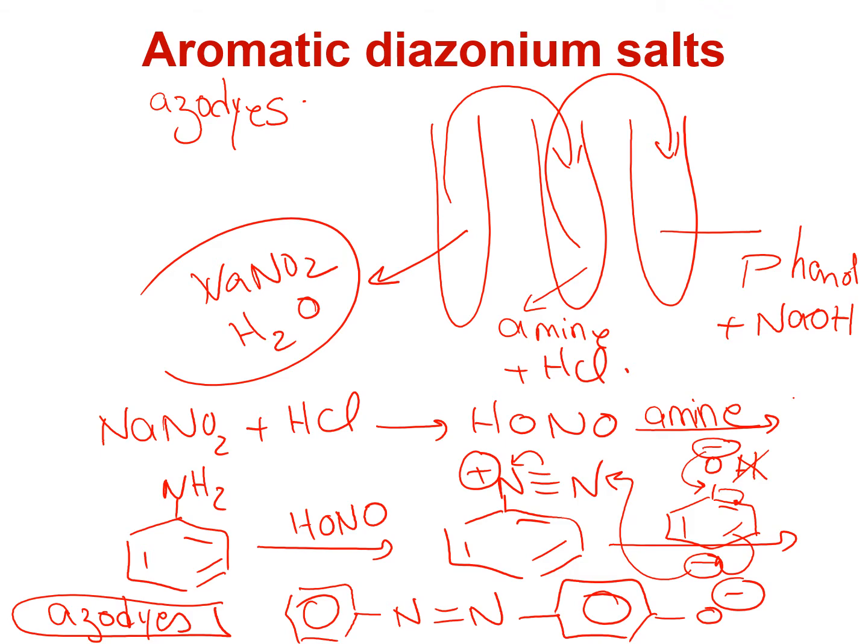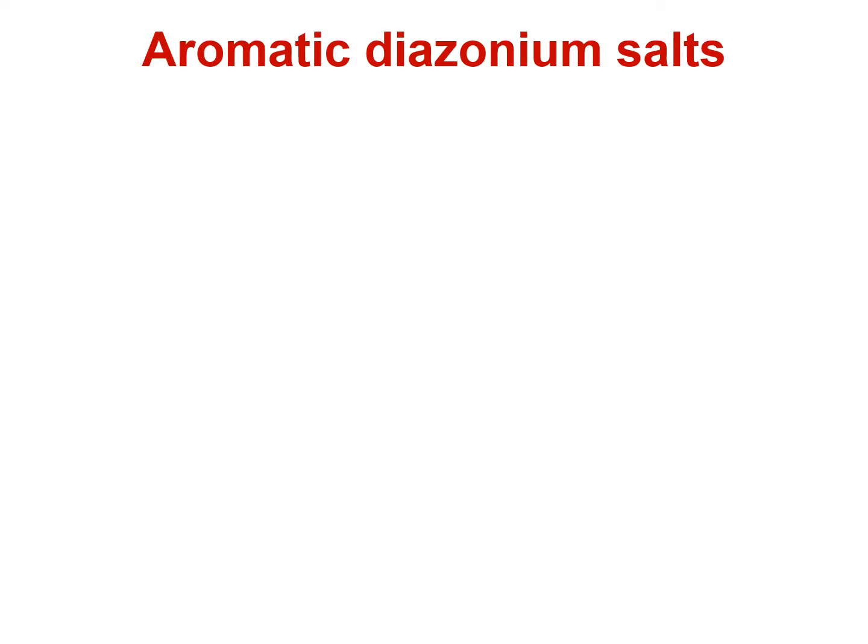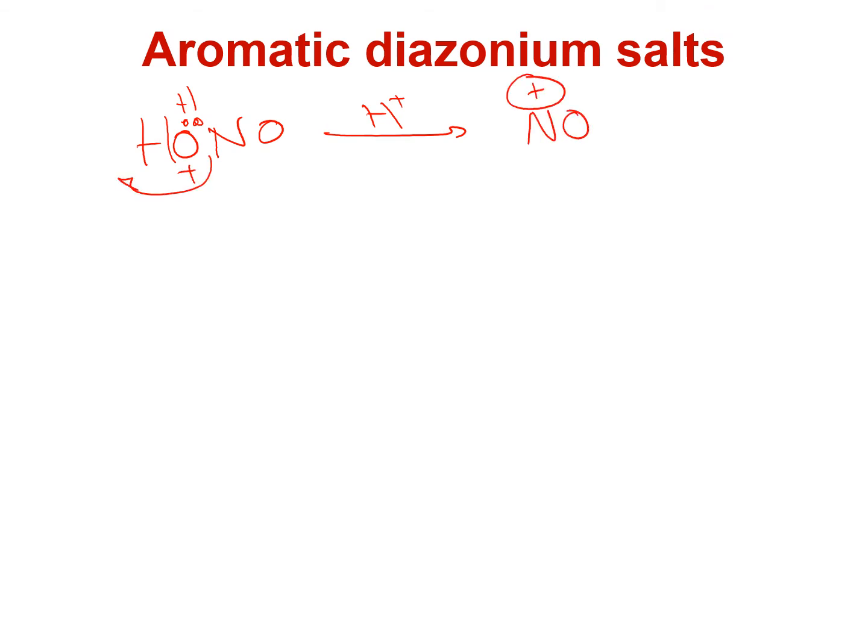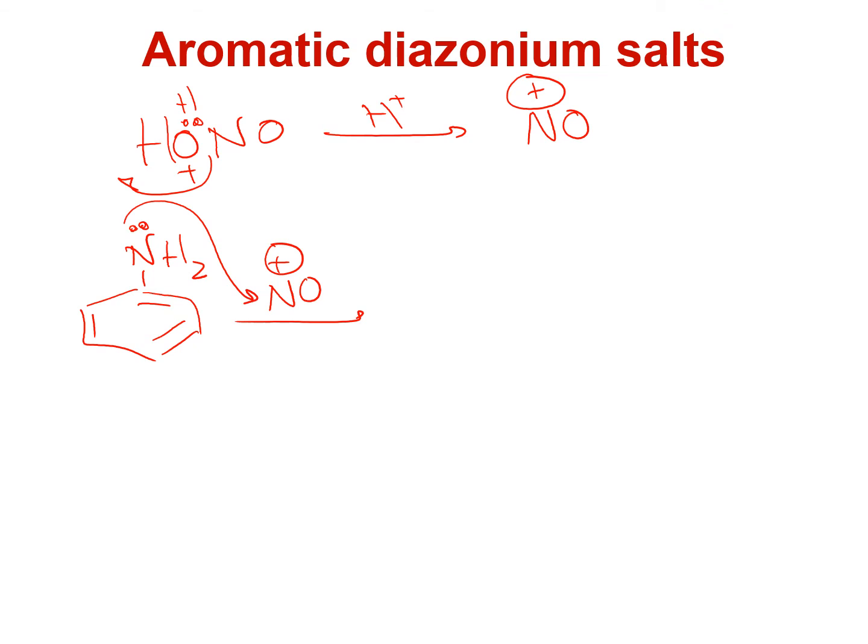What is the mechanism for the preparation of the diazonium salt? The mechanism relies on, as we mentioned, you have nitrous acid in presence of something like HCl. You have a lone pair of electrons on the oxygen. It gets protonated, giving the nitrosonium ion. Now you have the primary aromatic amine, and you have the nitrosonium. The nitrogen of the amine has a lone pair of electrons. It will attack the nitrosonium.